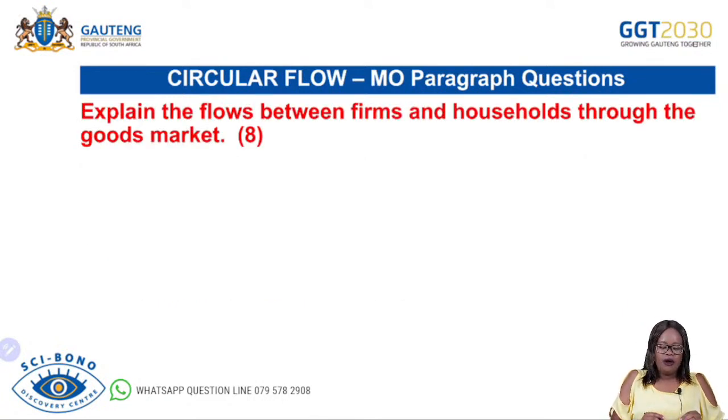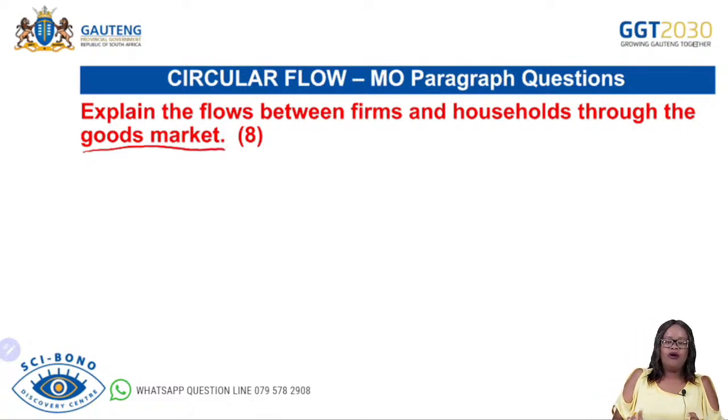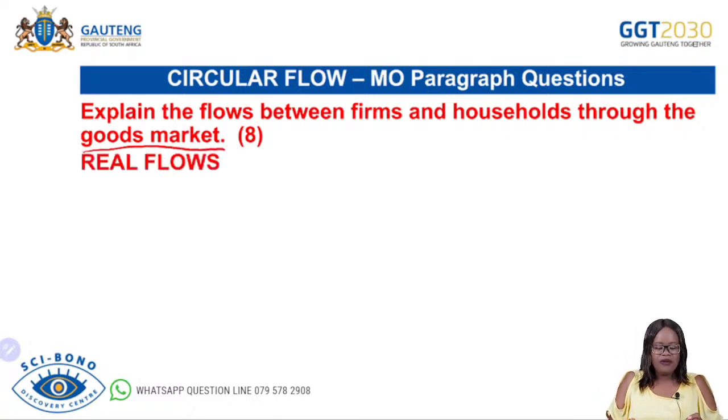Now, we're still under middle order paragraph questions. The next question is going to be, explain the flows between firms and households. Now it says through the goods market, also for 8 marks. Now, remember that we said that because our question is not specific with regards to whether we're speaking about real flows or money flows, you need to mention both, and each of them for 4 marks.